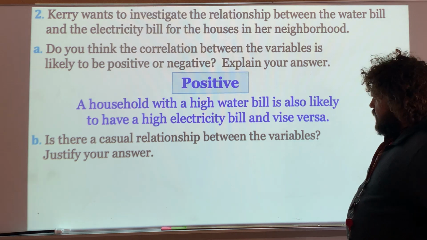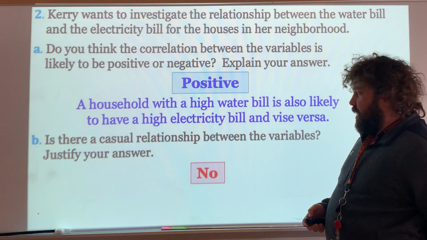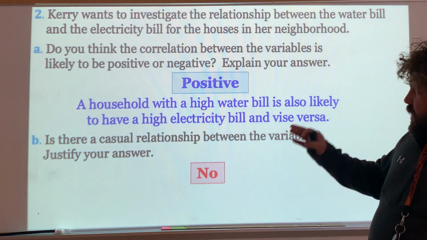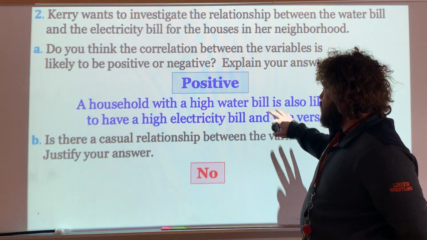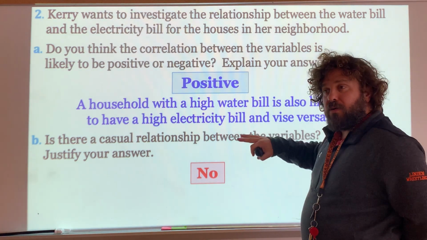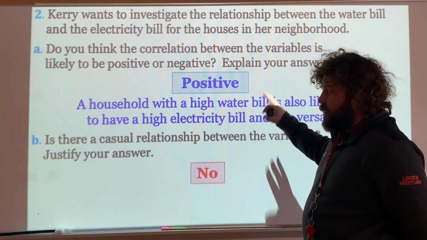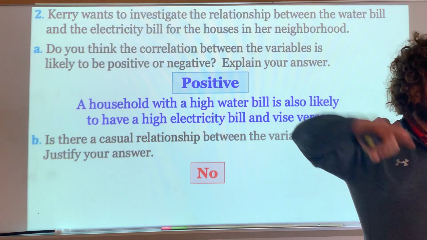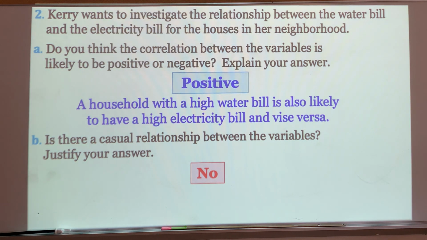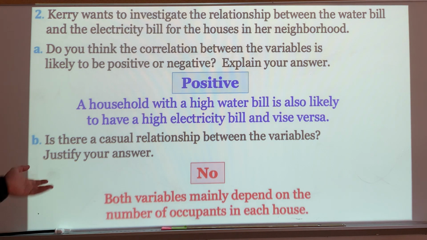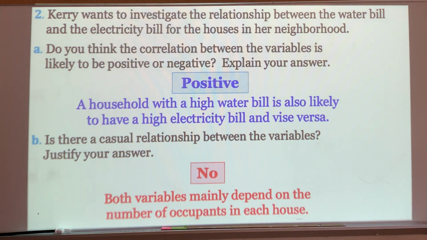Is this a causal relationship? We haven't used this for a while. What do you think? Yeah, no. The reason you would have a higher water bill is more people using more water, and the reason you would have a higher electricity bill is more people using more electricity. So I would say the water bill and electricity bill are each in a causal relationship with the number of people, which just so happens to make them related to each other. Both variables mainly depend on the number of occupants in each house.